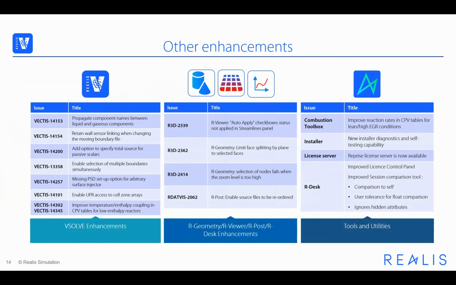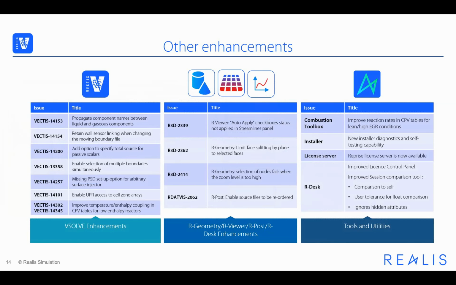A new passive scalar source option was introduced with the possibility of specifying the total rate irrespective of the volume chosen for the source, by redistributing the rate over the cells included in the selected volume. This makes the source independent of the local grid refinement. Boundaries can now be selected simultaneously in the various sensors to speed up the setup of complex models.